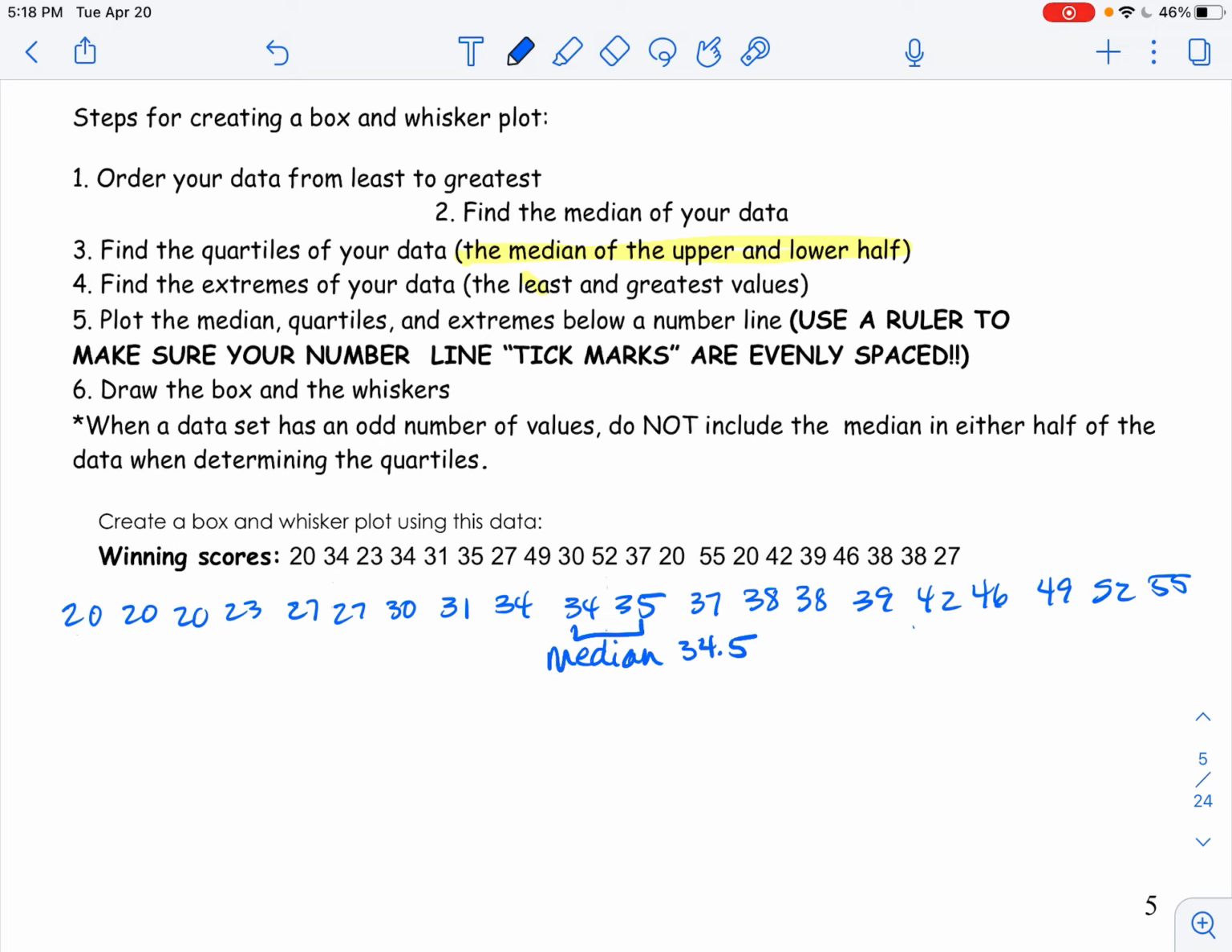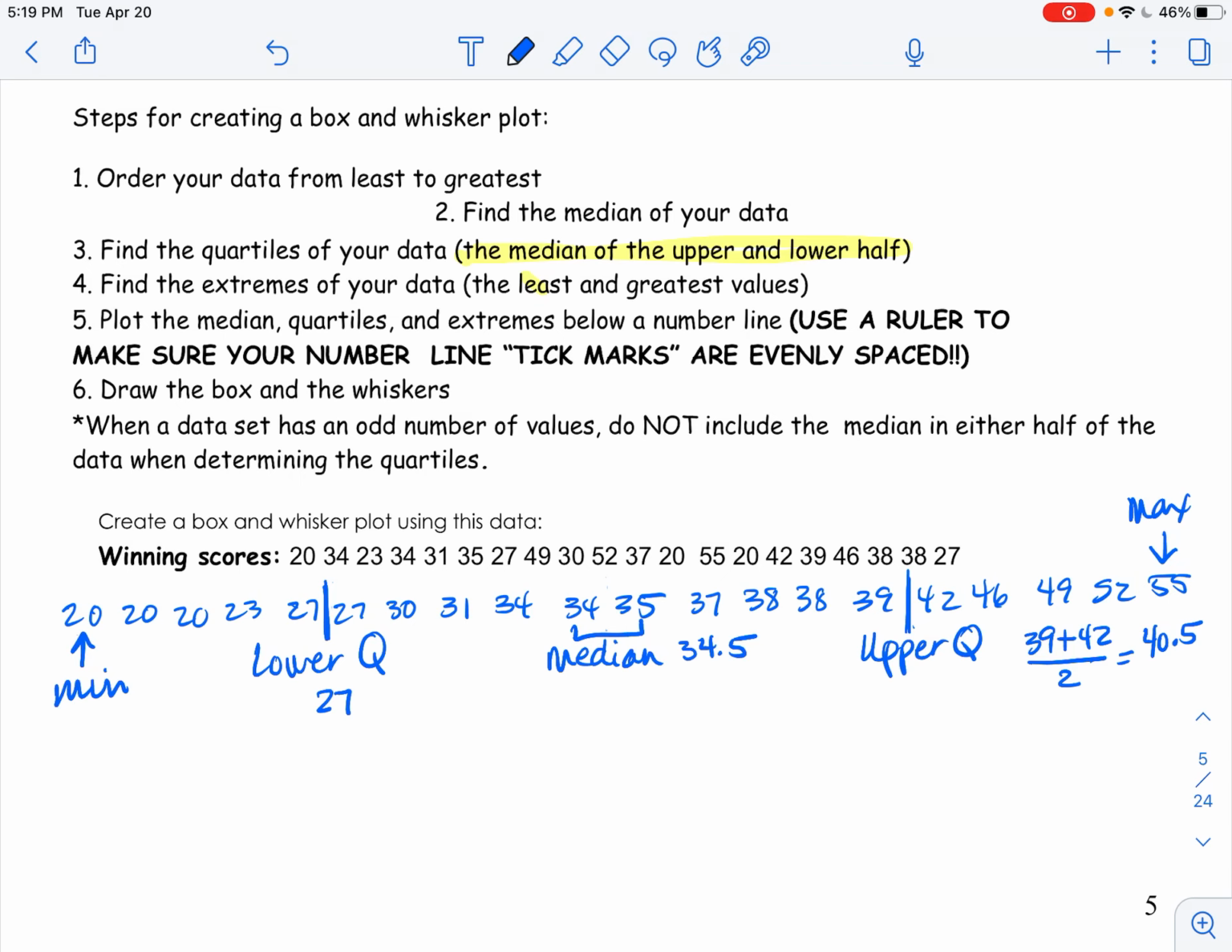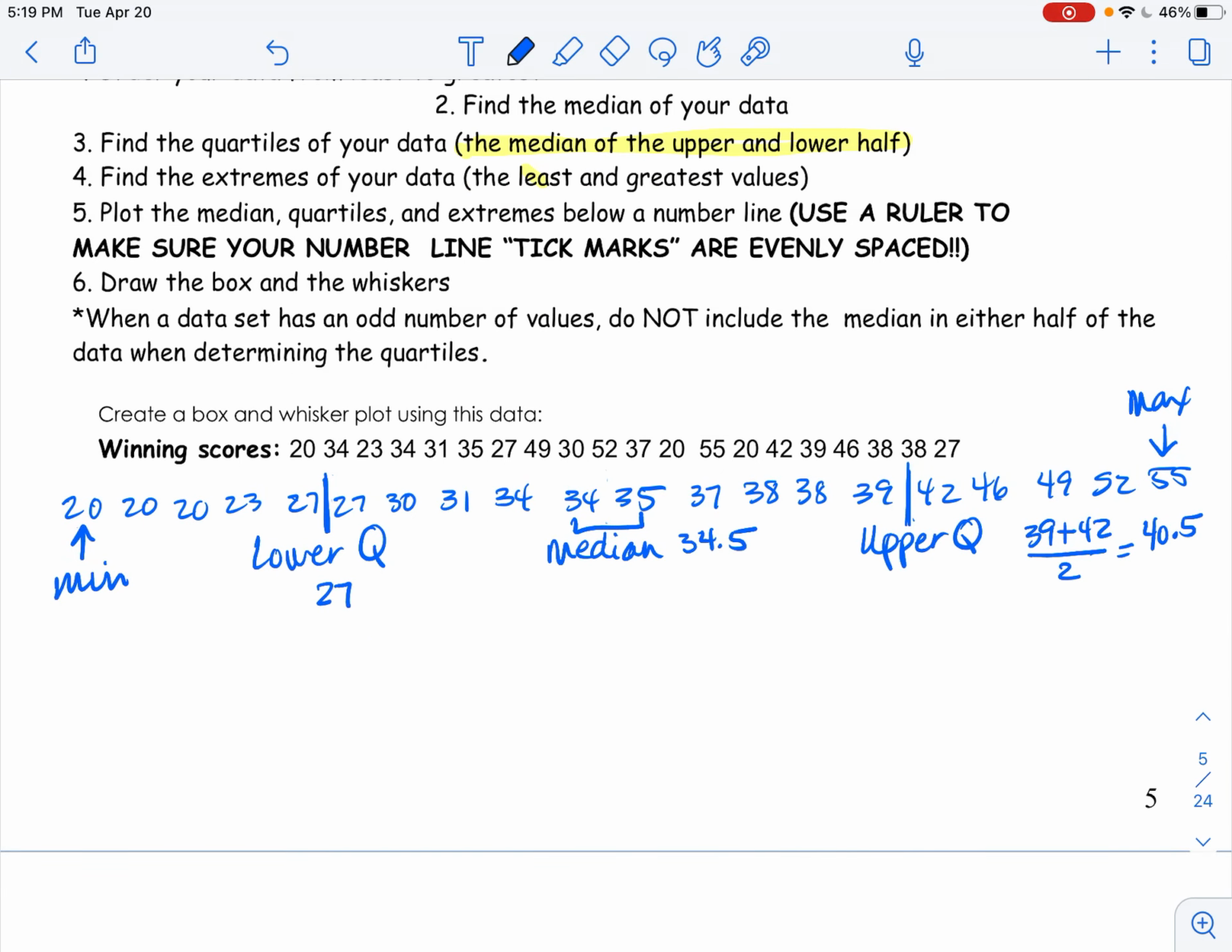And let's see, the middle of the lower half would land somewhere right in here. So we can see the lower quartile is 27. And then the median from the upper half lands somewhere between 39 and 42. So this is our upper quartile. And if I average these two, 39 plus 42 divided by 2, this gives me 40.5. I've got my minimum and I've got my max. Those are the pieces of data that we need.